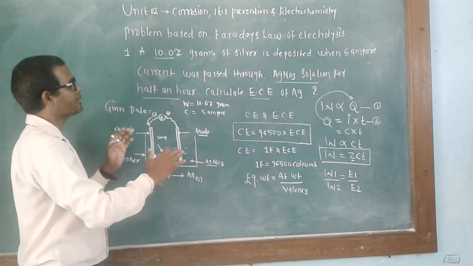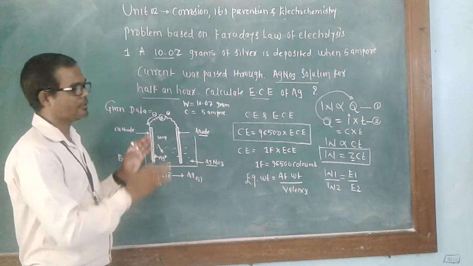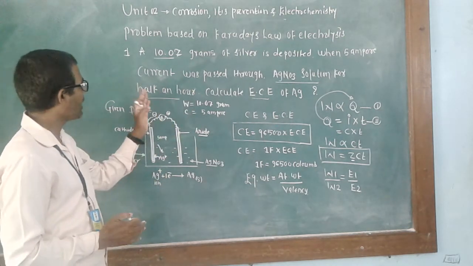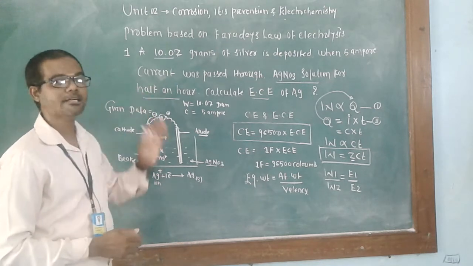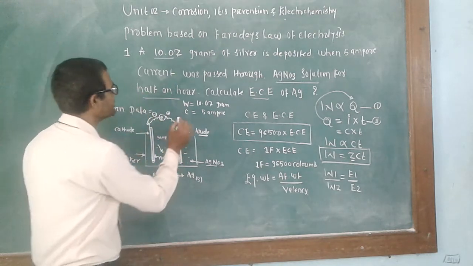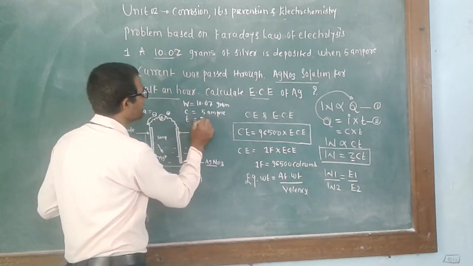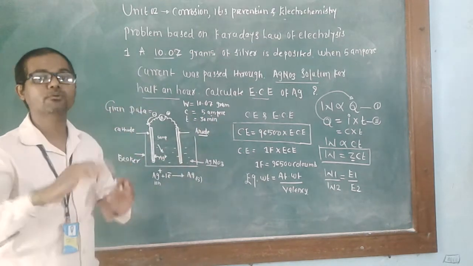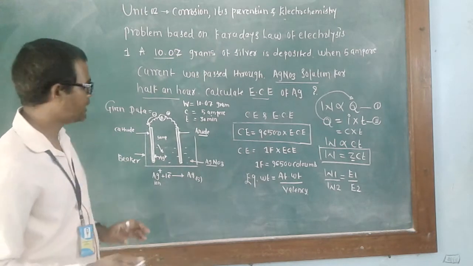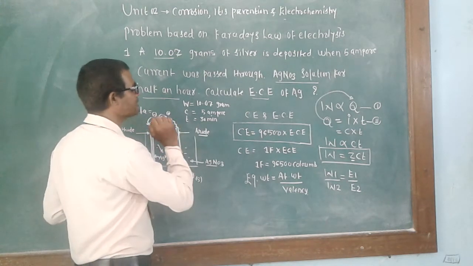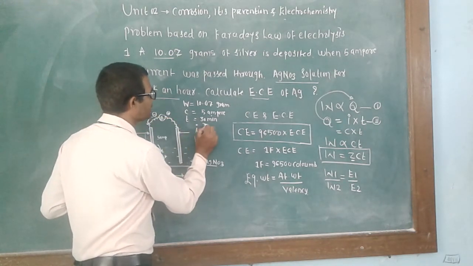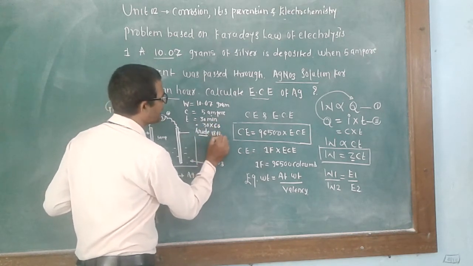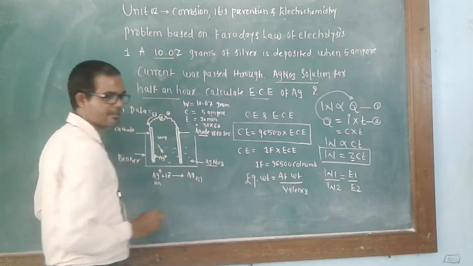Now 5 ampere current is passed into the electrolyte, that is your silver nitrate solution, for half an hour. In the sense time is given, half an hour, that is T is equal to 30 minutes. So you have to convert minute into the second. 1 minute is 60 seconds, so you have to multiply 30 by 60, you will get 1800 seconds.